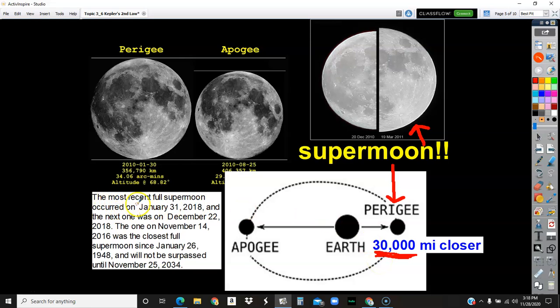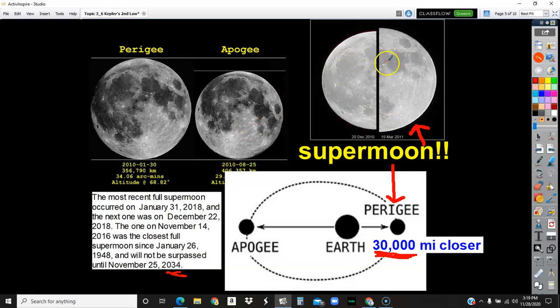So here it says the most recent full supermoon occurred in January. There was one January of 2018, January 31st. There was another one December 22nd, 2018. So we had two supermoons in 2018, beginning of the year in January and the end of the year in December. The closest supermoon was November of 2016. That was the closest since January of 1948. We won't have that close of a moon until November of 2034. So we got to wait about 14 more years before we have another really big supermoon.